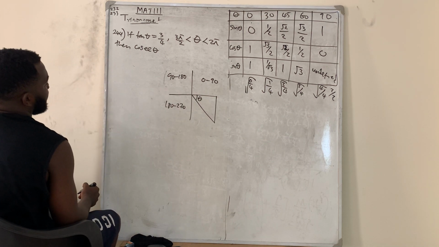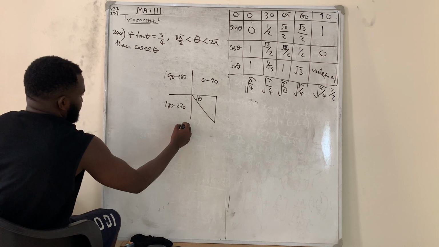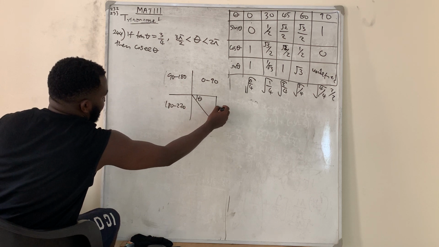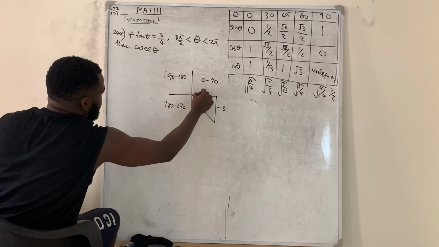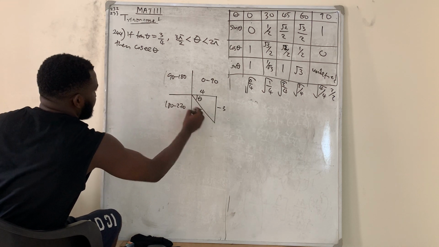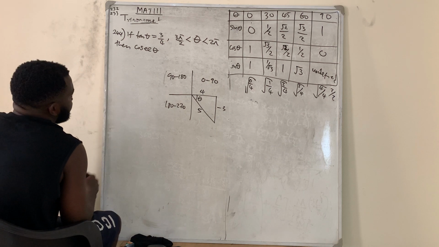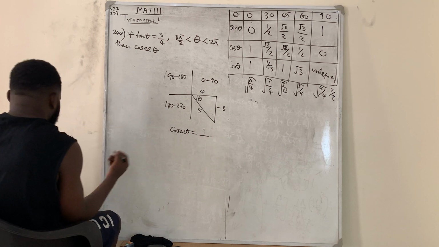If this is my theta, my tan is opposite over adjacent. So my opposite is here, minus 3 because it is down. And my adjacent is on the right hand side, which is 4. Okay? So that is that. According to Pythagoras triple, the hypotenuse is going to be 5.